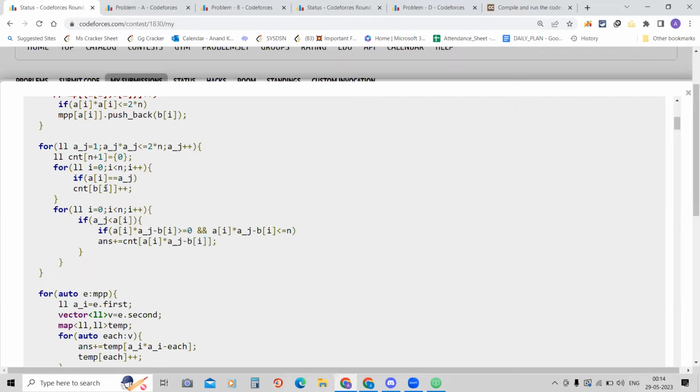Are we sorting any array beforehand? No, we are not sorting. Because if you sort it, it won't change the answer, but there is no need for sorting, it won't change the answer. Okay.